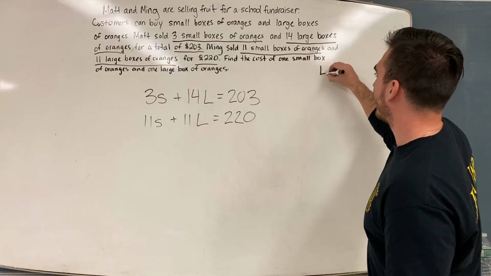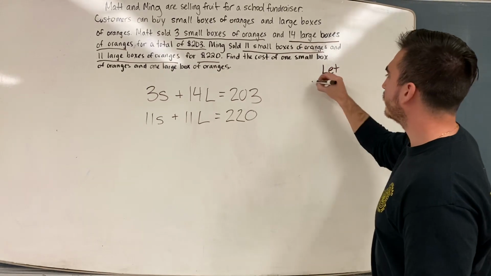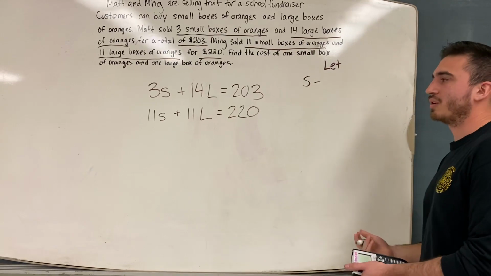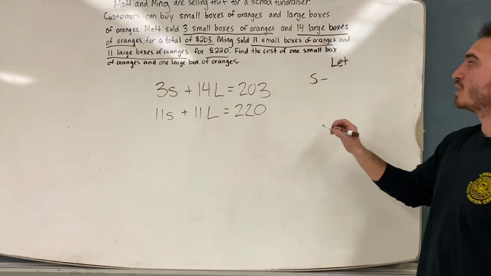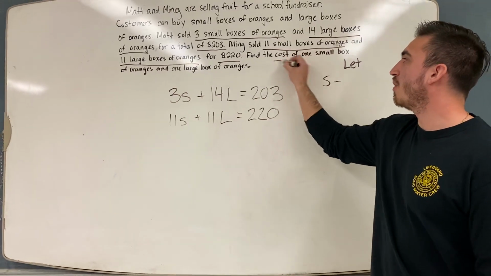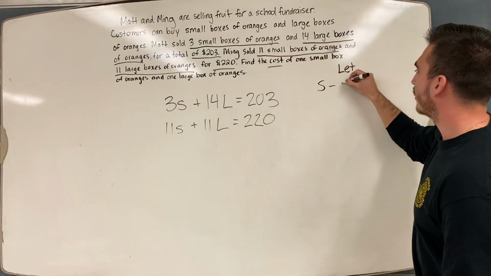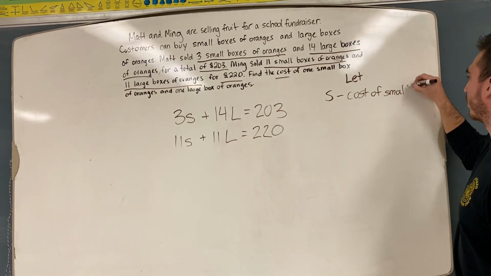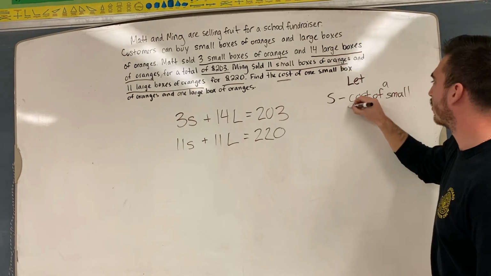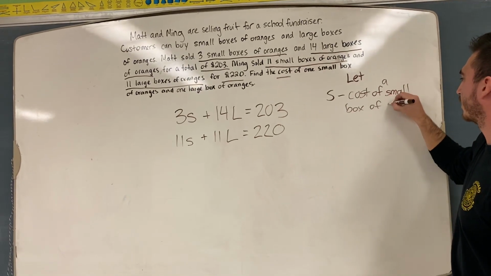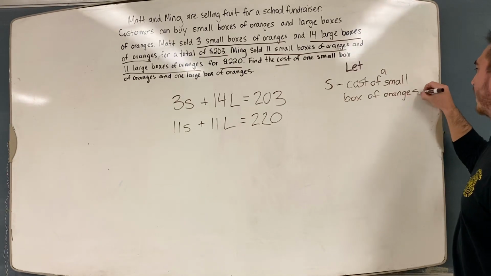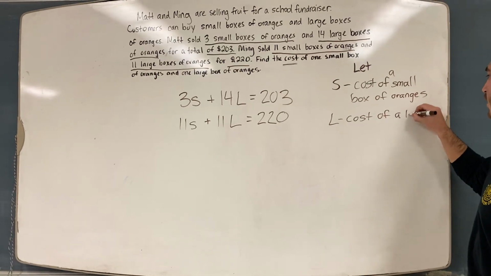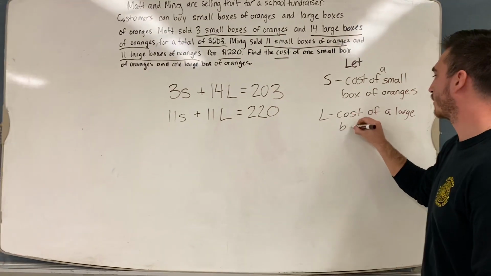So off to the side, we have let. Please do not just say let S be small oranges and let L be large oranges. You need to tell us what about them. So in this problem, they're telling us find the cost. So let S be the cost of a small box of oranges, and let L be the cost of a large box of oranges.